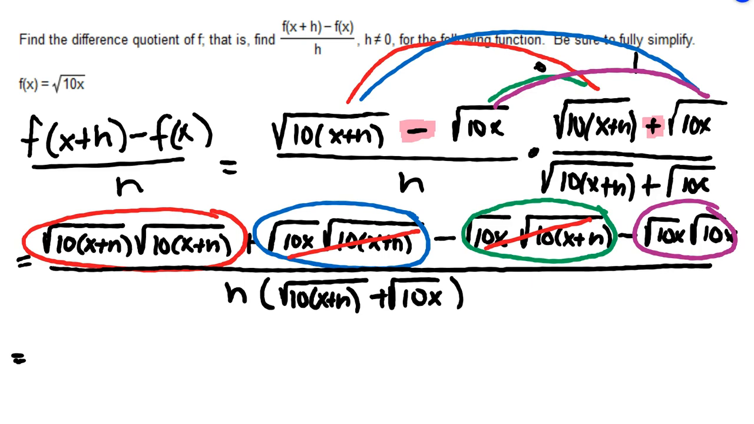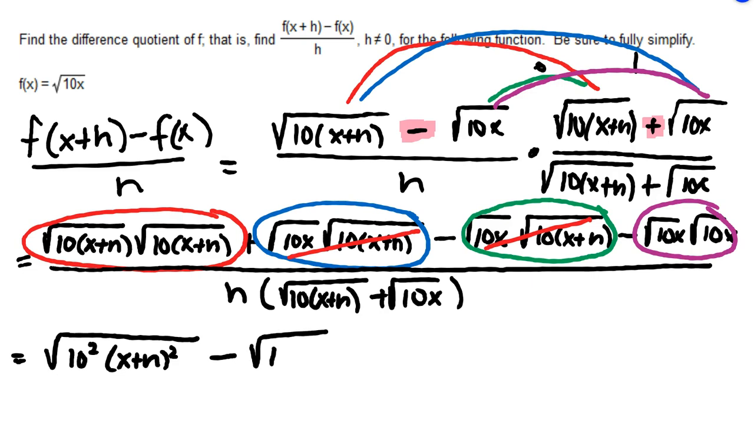When I multiply the first terms, I have 10 times 10, which is 10 squared, and x plus h times x plus h, which is x plus h squared, inside the square root. And a similar thing happens in the last term. That's square root of 10x times square root of 10x. That's square root of 10 squared and square root of x squared. Once again, I'm leaving the denominator in its factored form.